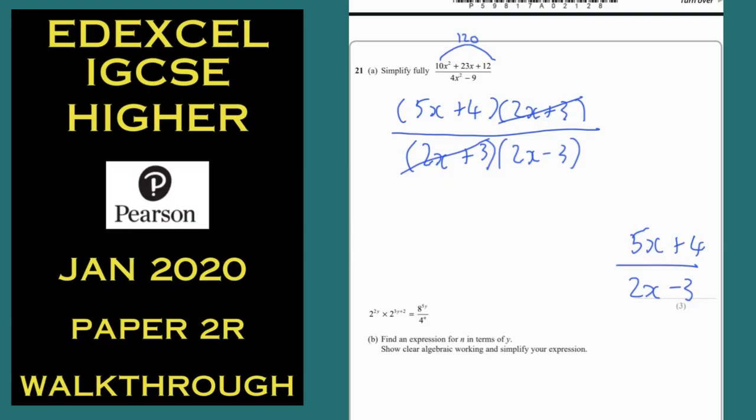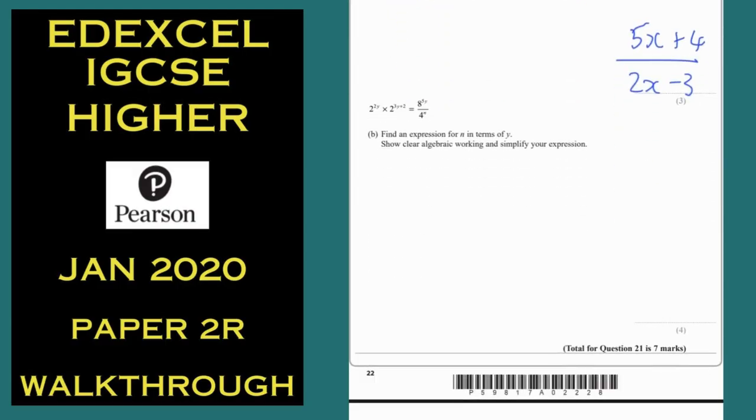Part B, strange laws of indices. So on the left-hand side, we can simplify them straight away. When you multiply them, you've got 2 to the power of y, 3y plus 2. Multiplying means add the powers. Not so straightforward on the right-hand side because 8 and 4 are different numbers. But hold on. 8 is 2 cubed. And to save room, I'm going to write it as a divide like that. 4 is 2 squared.